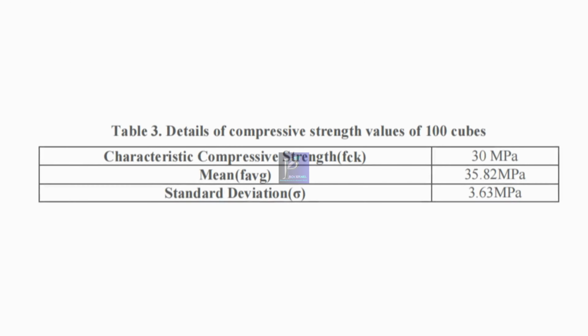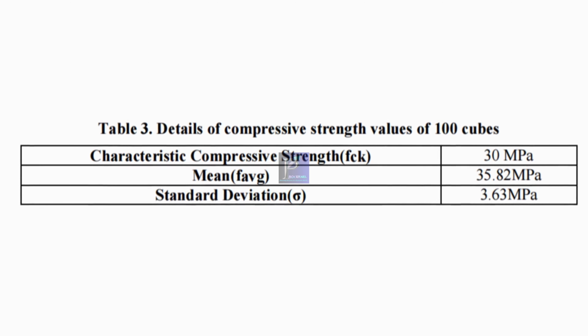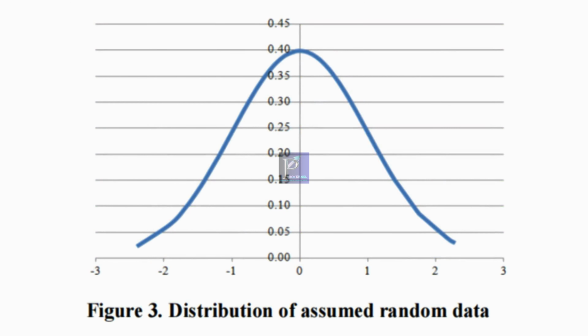This graph shows the distribution of 100 randomly generated compressive strength values for M30 grade concrete. The smooth bell-shaped curve indicates that the data follows a normal distribution. This is the key assumption in many statistical analyses, right? This normal distribution allows for the application of statistical tools like hypothesis testing to evaluate the compressive strength of concrete. Fine. This is another graph. What do we receive from this graph?